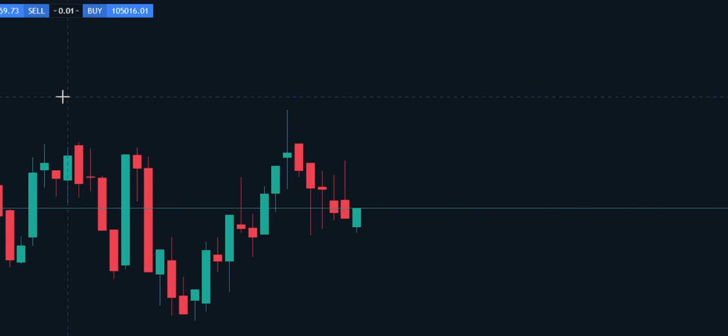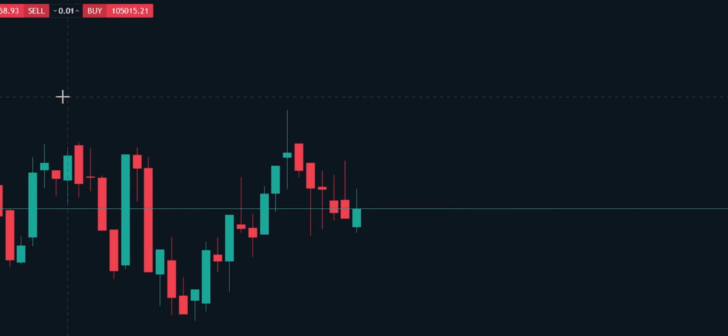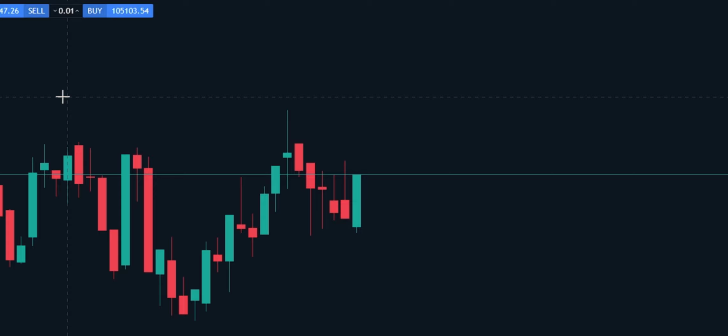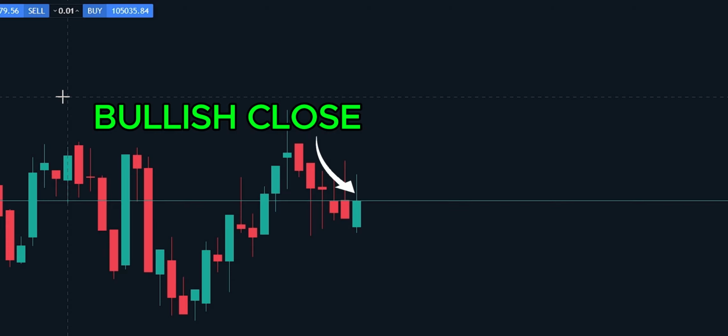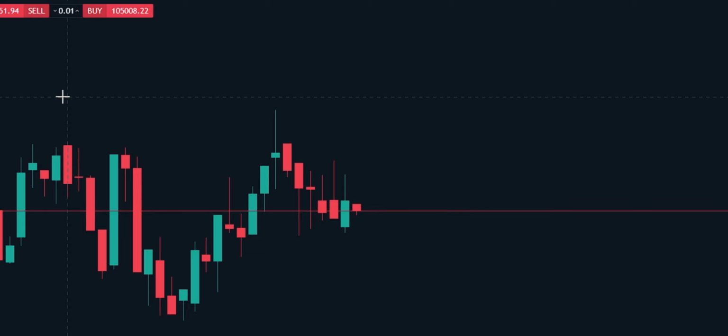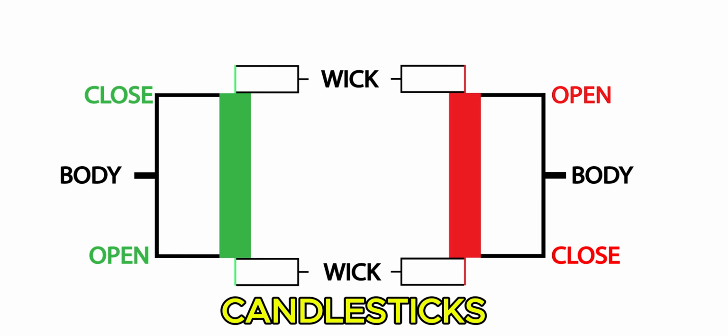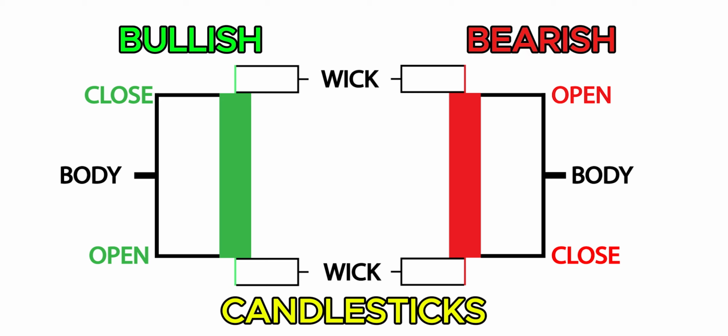A bull candlestick is determined by where the price opens and closes for the candle, and vice versa for the bear candlestick. The term bull is the movement of price upwards, hence the candle is bullish, and if the price of the candle moves downwards, the candle is then considered bearish. And that should be simple stuff to understand. Bullish and bearish candlesticks.